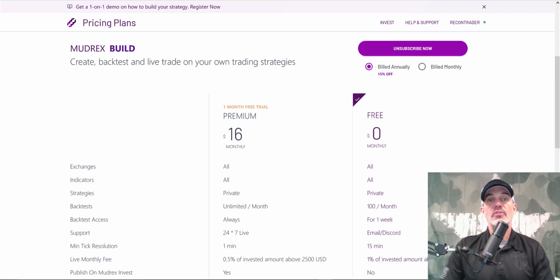But first, if you're not familiar with Mudrex, it is a platform that allows you to create your own crypto trading strategies and deploy a bot on your exchange. And with that being said, it's important to note that your funds never leave your exchange. You don't send your money to Mudrex. You just connect your exchange via an API key, so Mudrex can send buy and sell orders. They can't withdraw your money. They don't have access to your funds.